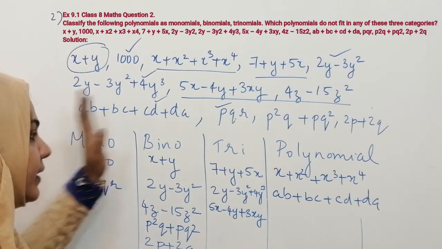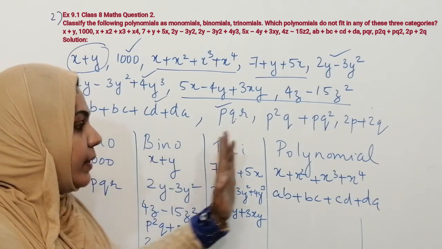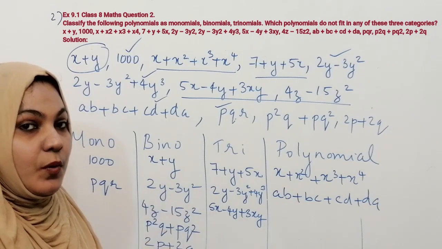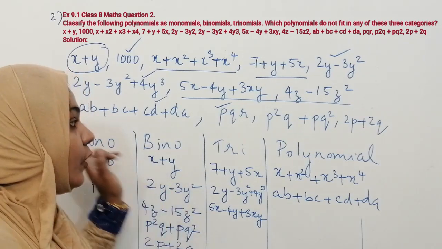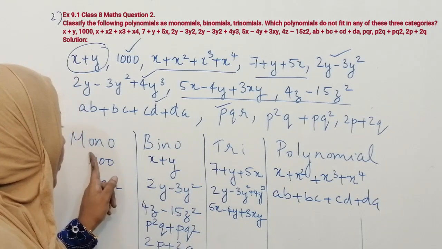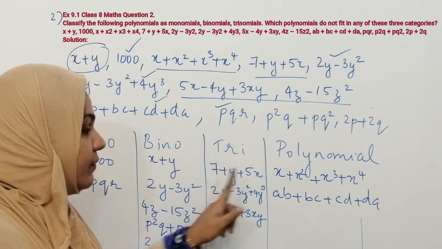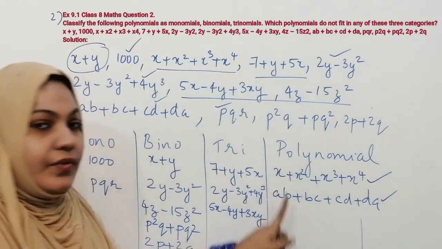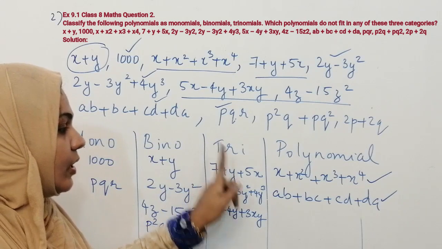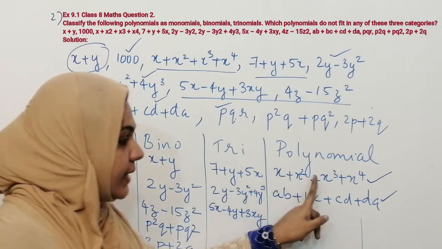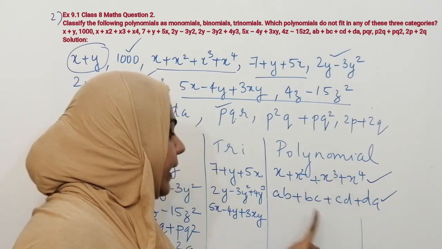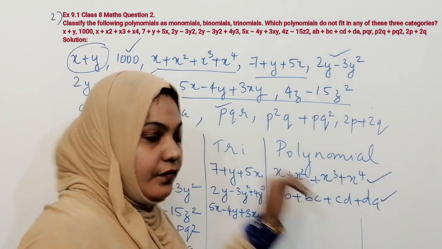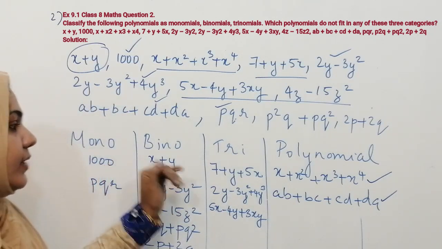So we categorized all these into monomial, binomial, trinomial and polynomial. So second part of our question is, which polynomial do not fit in any of these categories? That means monomial, binomial, trinomial. That means which one? These two expressions do not fit in these three categories. So our answer is x plus x square plus x cube plus x raised to 4, and AB plus BC plus CD plus DA are the polynomial do not fit in monomial, binomial and trinomial.